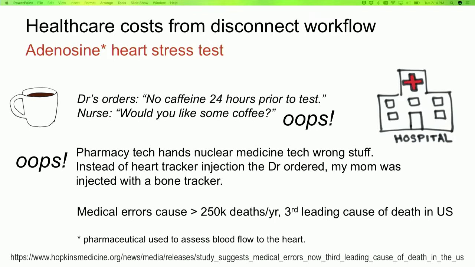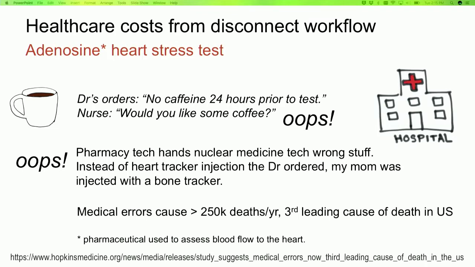And then the next morning, they get her miraculously through the morning without coffee, and they wheel her down into the nuclear medicine area, where the pharmacy tech hands the nuclear medicine tech the wrong stuff. So instead of the heart tracker that the doctor ordered, my mom gets shot up with a bone tracker. And yet again, she cannot take this test that she needs to take. And because bad things happen in threes, I said, Mom, we've got to get out of here. This is just not a safe place for you to be. Medical errors are the third leading cause of death in the US, 250,000 a year, according to this Johns Hopkins study.